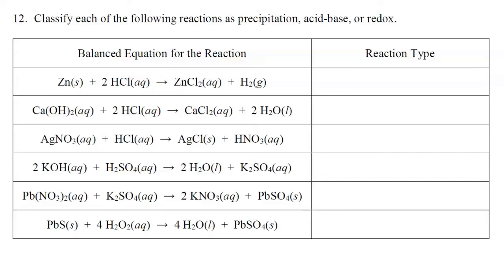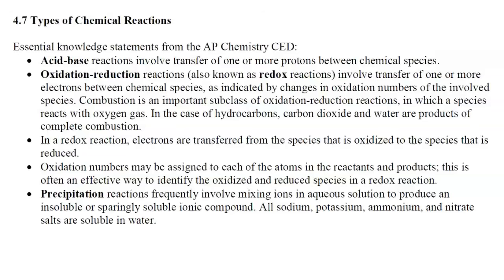So what we have to do in number 12 is to classify each of the following reactions as precipitation, acid-base, or redox. Here is a reminder of the essential knowledge statements for topic 4.7, types of chemical reactions. So acid-base reactions involve the transfer of protons. Oxidation-reduction, or redox, involves changes in oxidation number. And precipitation reactions involve combining aqueous solutions to produce a solid precipitate.